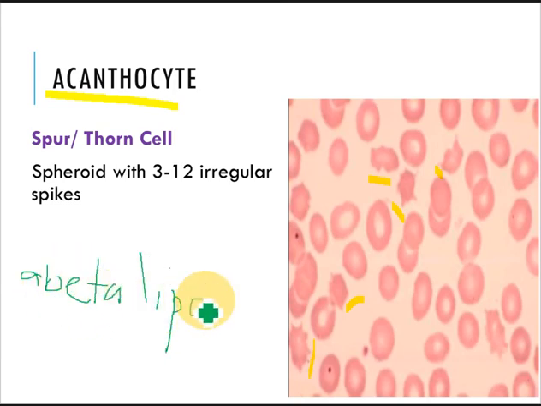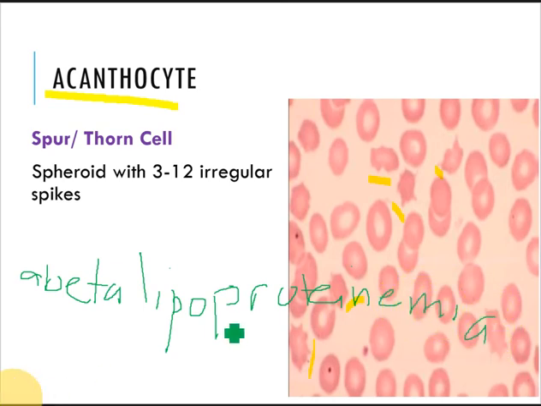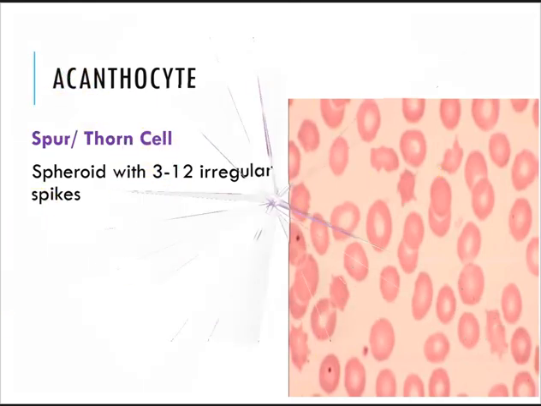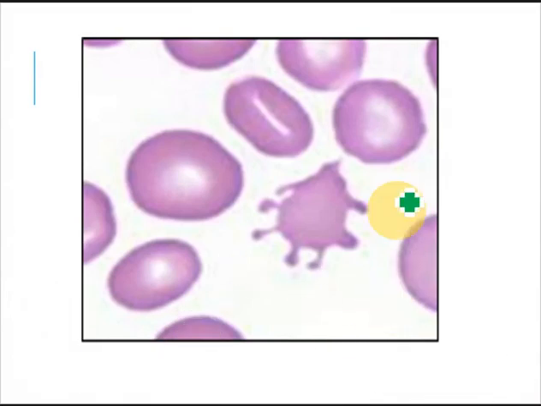A beta lipoproteinemia, right? Super high. But good to know, guys. Just a quick side note. Acanthocytes can be seen with your A beta lipoproteinemia. Okay.